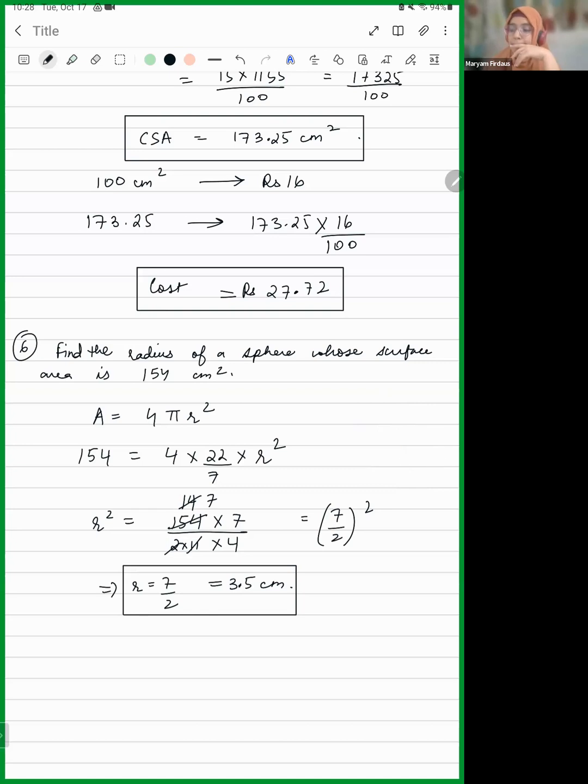Ma'am, do we need to simplify it further into decimals? Yeah, just 7 by 2, na? So r is 7 by 2, and you know that 7 by 2 is 3.5. It's not a big calculation, just a very small calculation. So you can do that. For your rational numbers chapter, I think it's called number systems, it's better to write things in fraction form. But in this chapter, it's better to write it in decimal form.